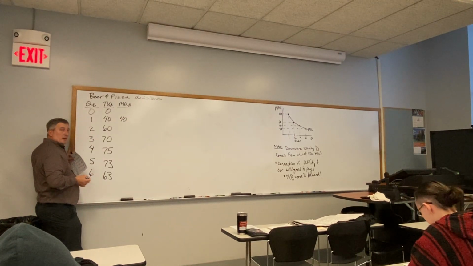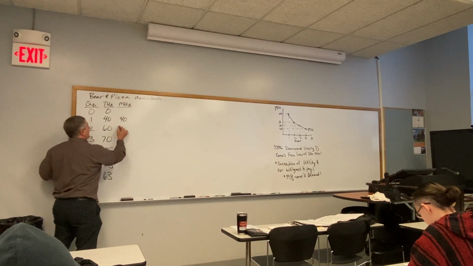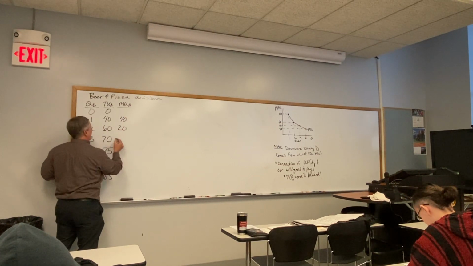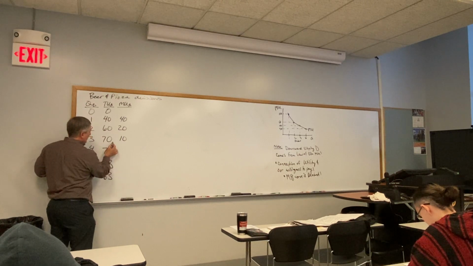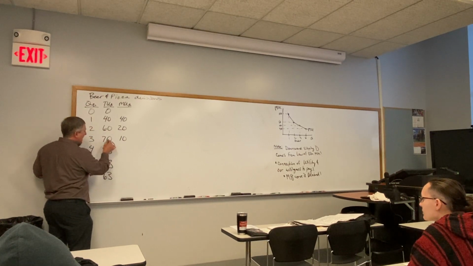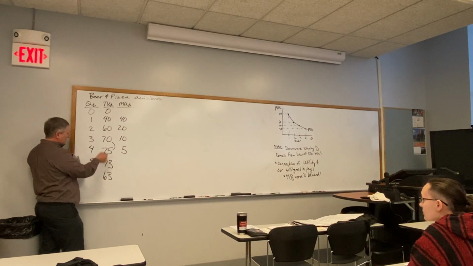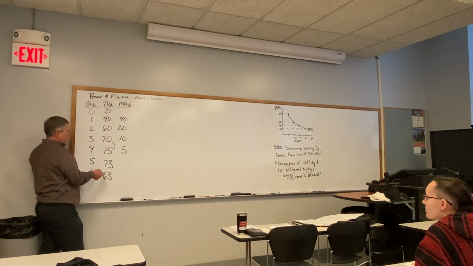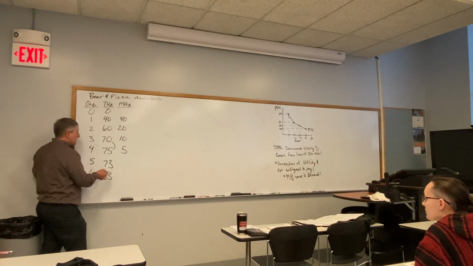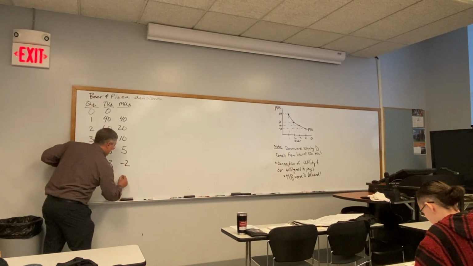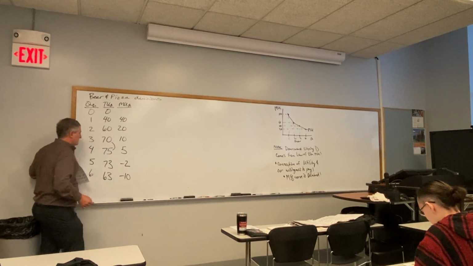What about the second beer? 20. Third beer? 10. So we're just jumping from here to here. The fourth beer adds 5. And then what happens here? The fifth beer, minus 2. So we just drop negative. And minus 10.